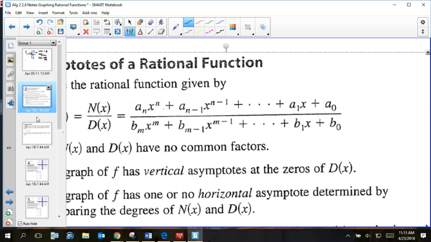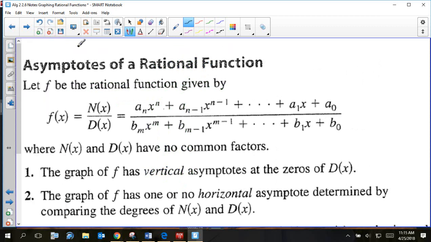Let's start. There's a lot of notes at first, and I'm going to skim over things and highlight things that are important and then give some examples. The actual examples are what are really going to help you, but you have the notes to go back to if you need them. So you see n of x and d of x. You see that all over here.